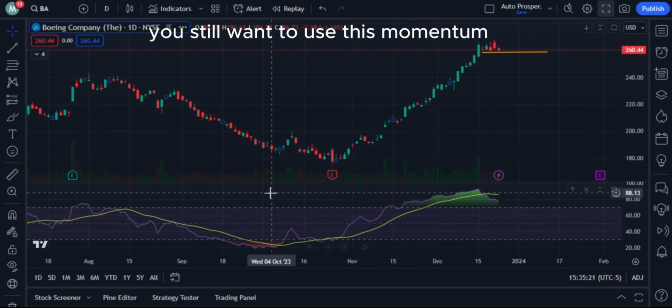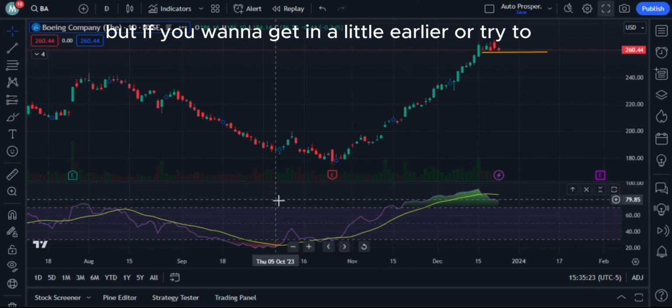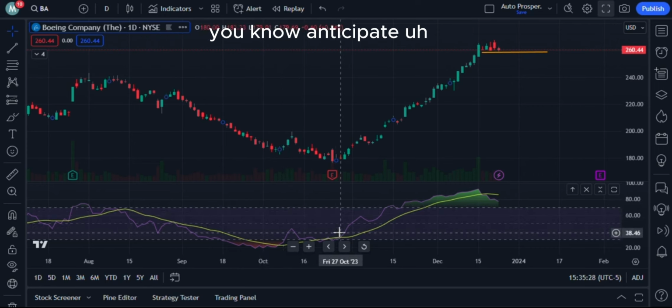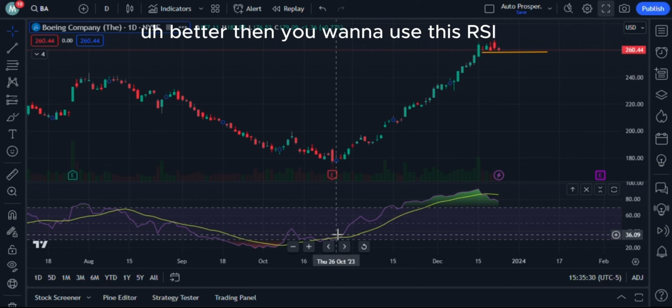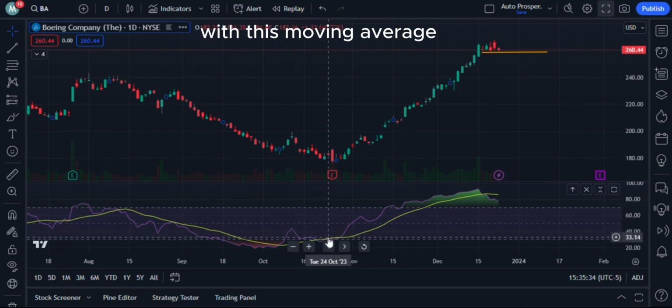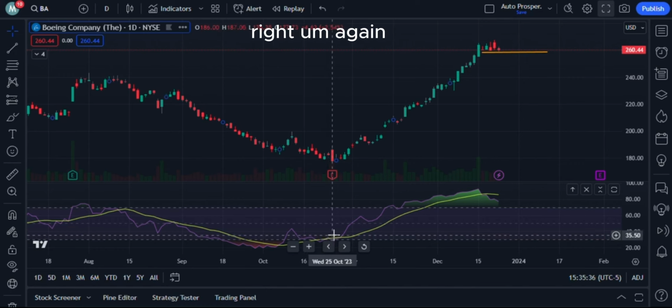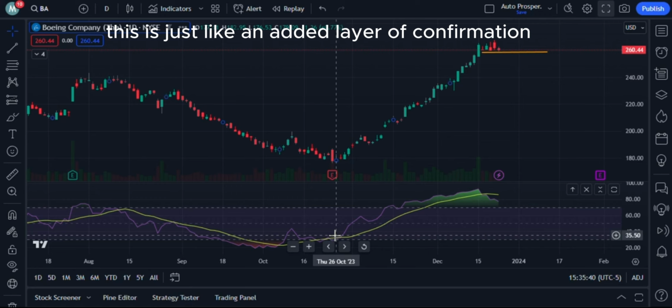You still want to use it as momentum, but if you want to get in a little earlier or try to anticipate a potential reversal better, then you want to use this RSI with its moving average, right? Again, this is not some type of guaranteed thing. This is just like an added layer of confirmation.